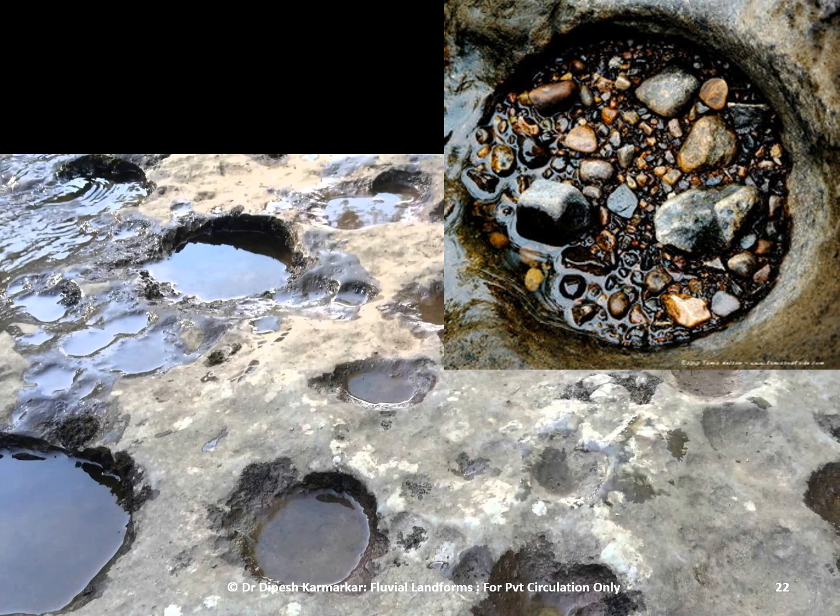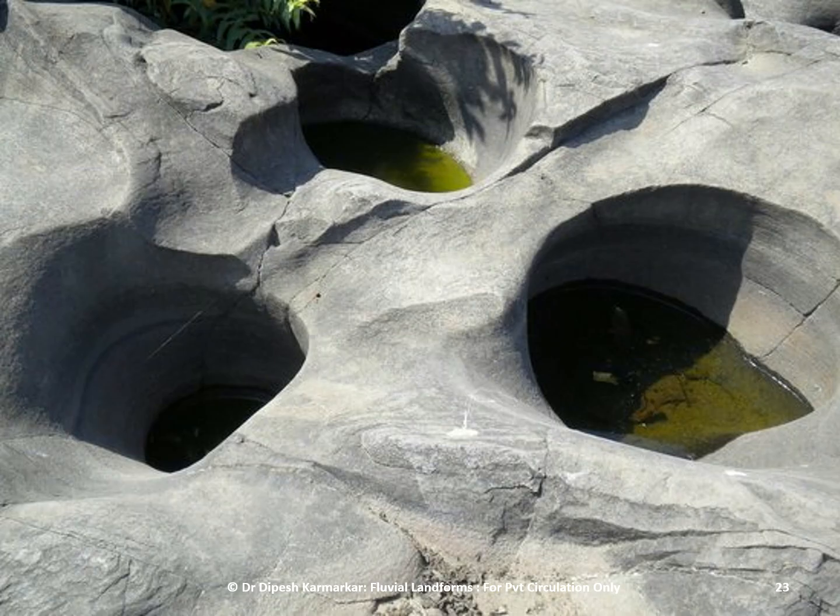Here are two more examples of potholes showing their circular drilled appearance, and you can also see the pothole filled with the grinders. This is another close view of potholes on a river bed, and one can see a kind of polishing that has happened mainly because of abrasion, a repeated mechanical movement of the grinders.